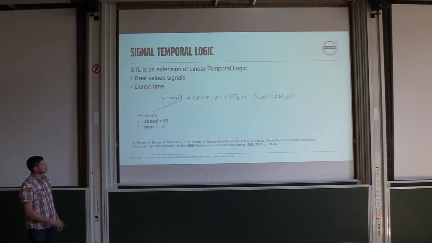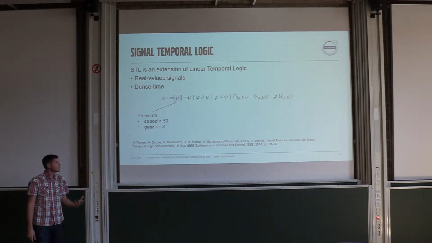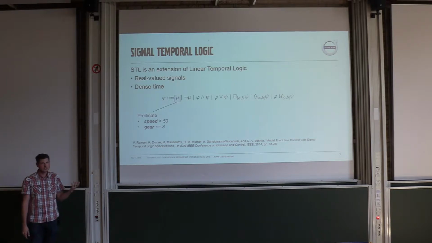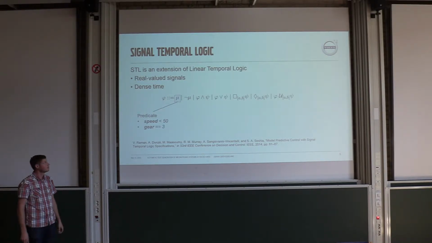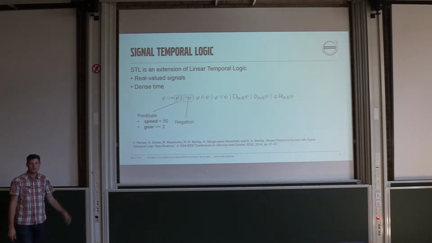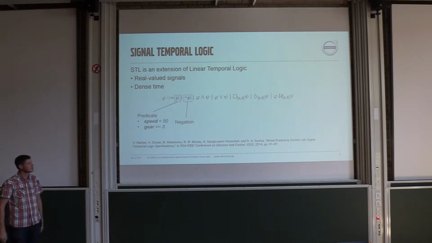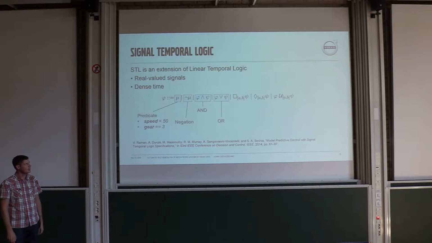What it means is this mu that you have, it's that you can write predicates. So you have some signal, for example, speed or gear, and then you compare it to some value, which can also be a function of other signals, or just speed less than 50 or gear equal to 3 or whatever. Combinations and functions of different parameters and signals in your system. We can negate these, so just write not in front of them, and then you change the meaning of the specification. Logical and, logical or is included in the language.